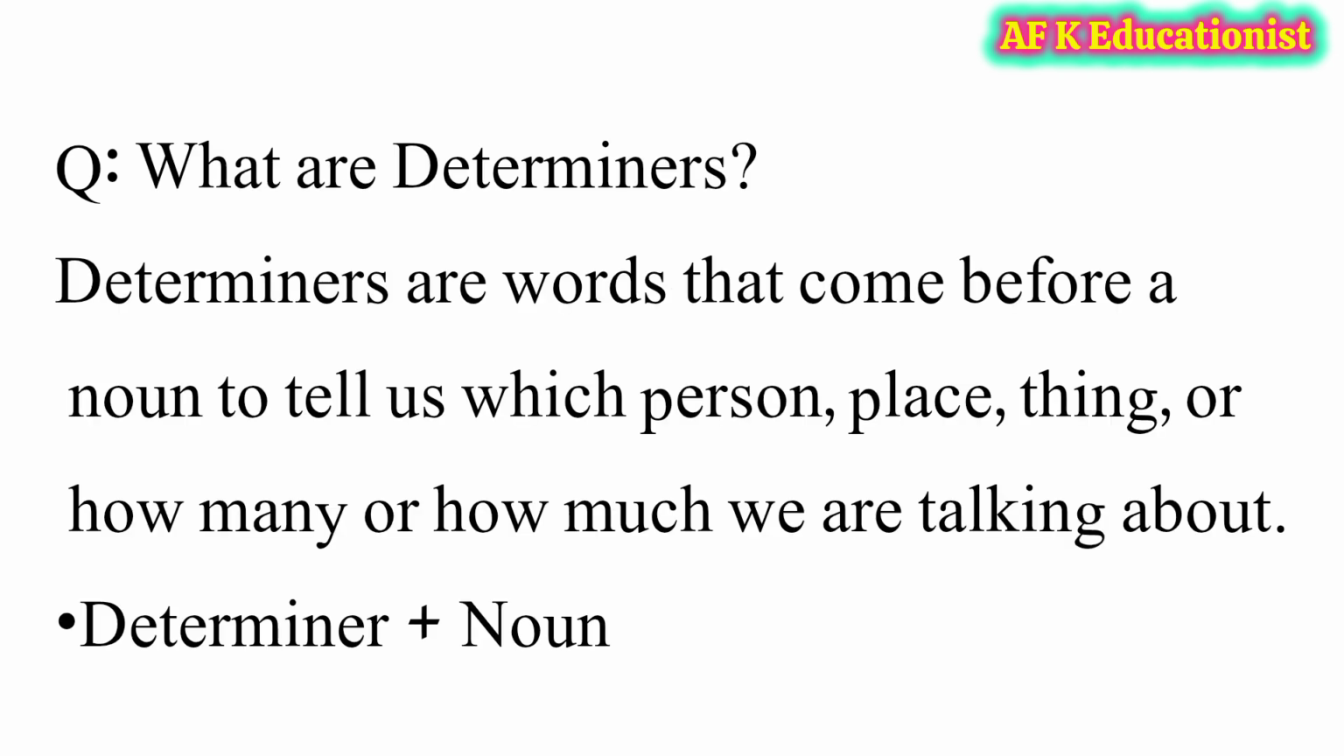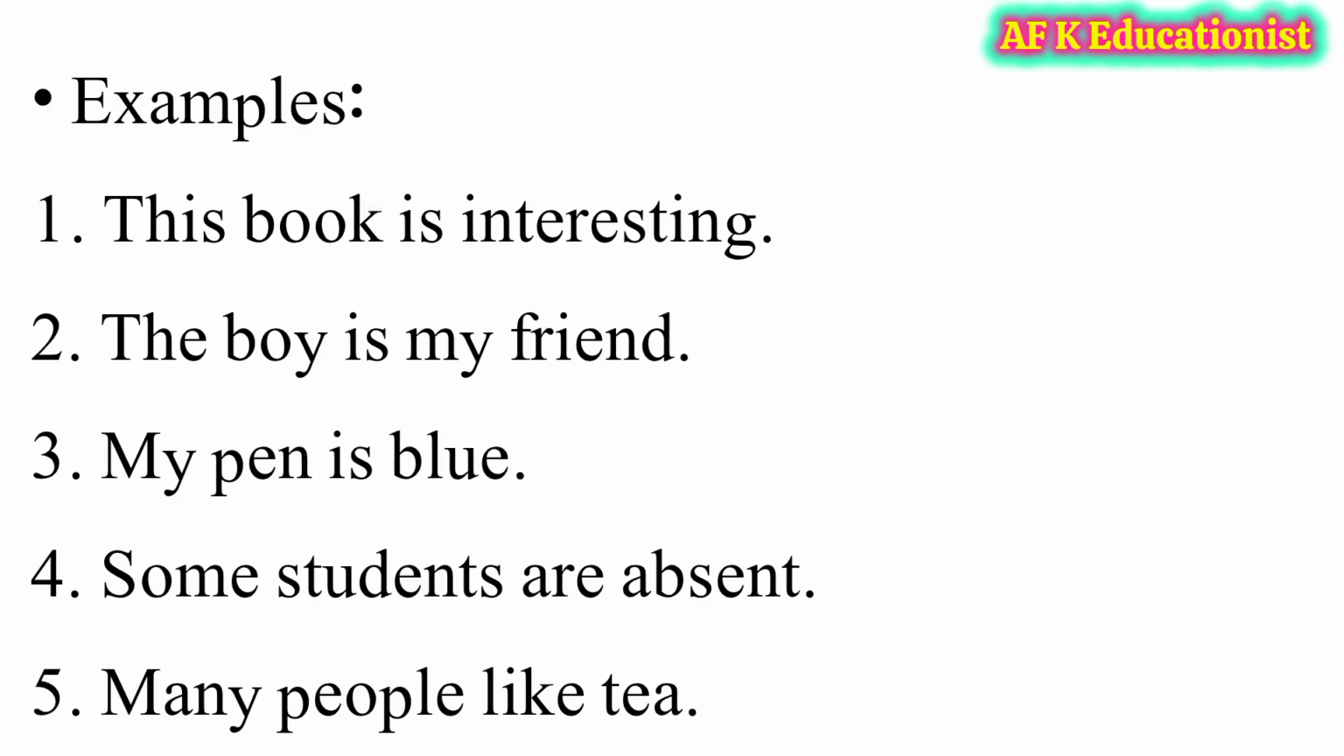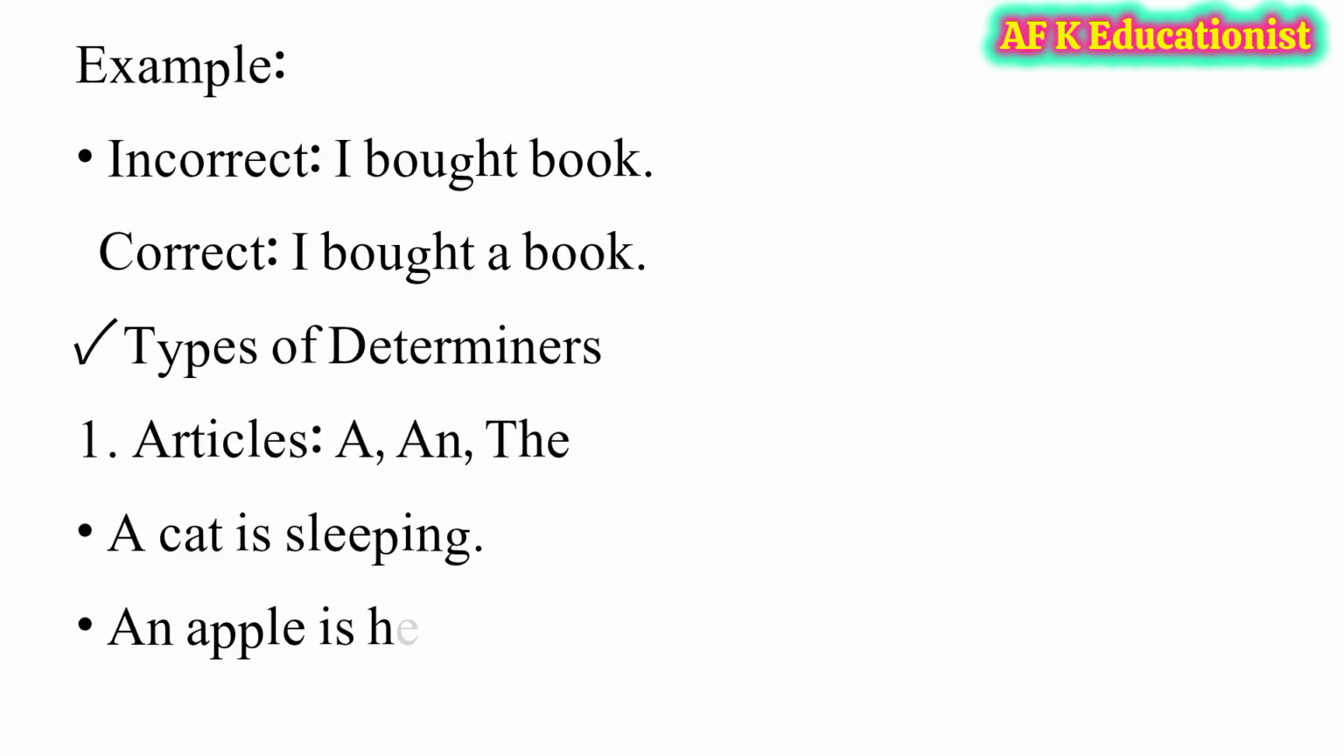Determiners are words that come before a noun to tell us which person, place, thing, or how many or how much we are talking about. Formula: determiner plus noun. Examples: This book is interesting. The boy is my friend. My pen is blue. Some students are absent. Many people like tea.